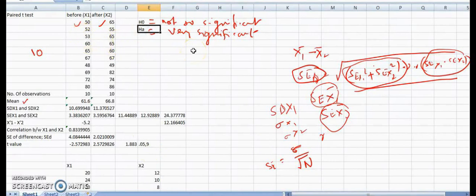This is how the paired t-test helps us to distinguish between two data and to find out the significance level of that.